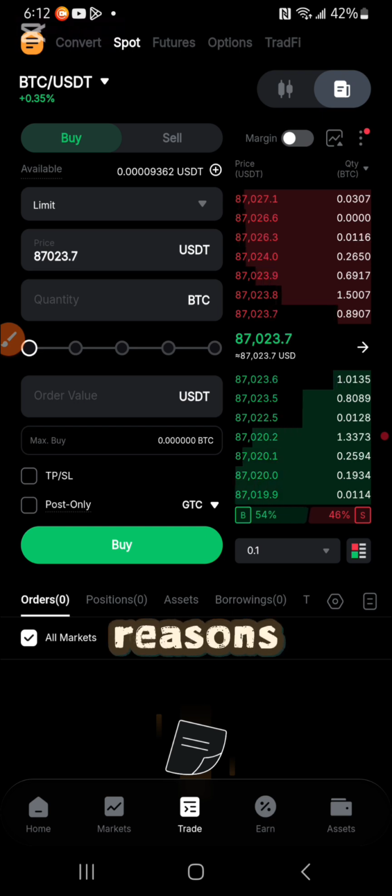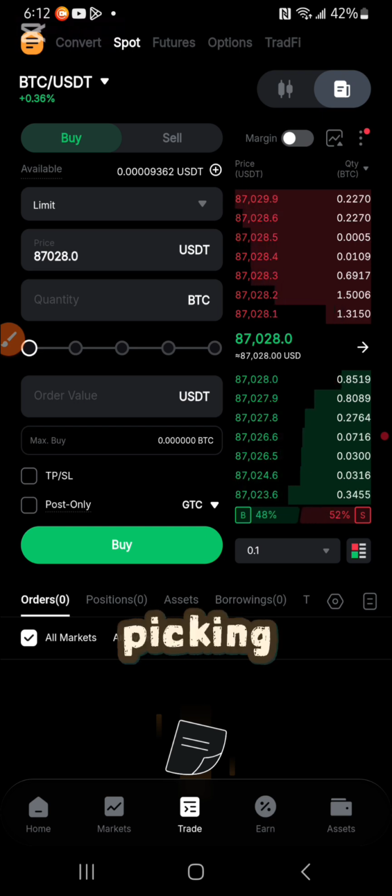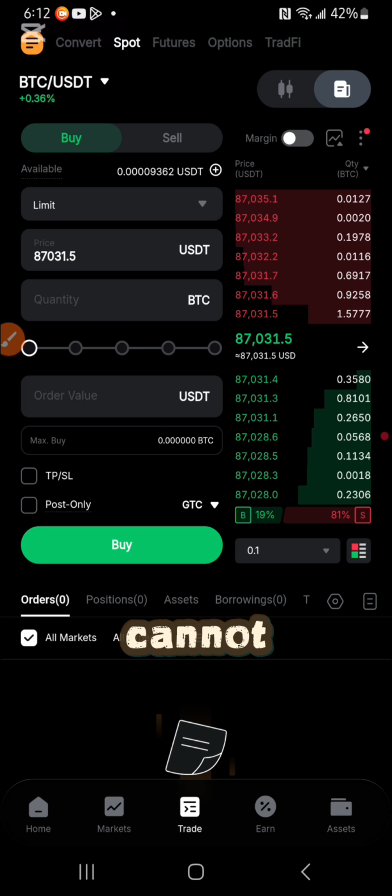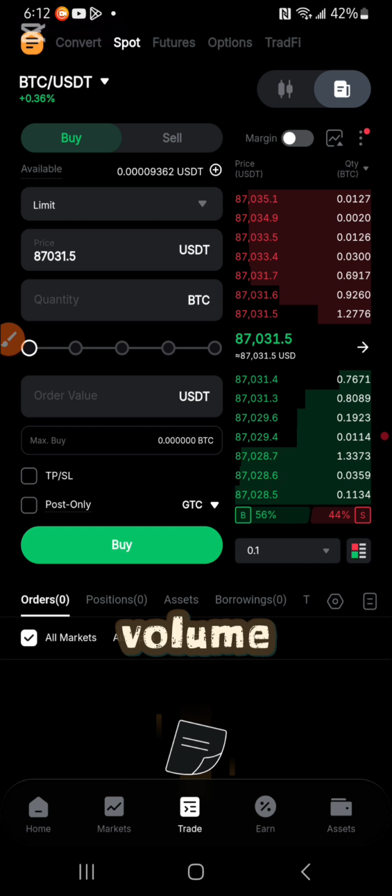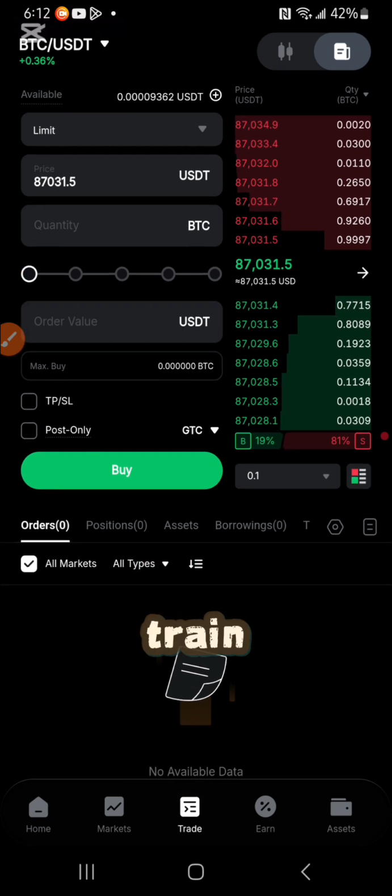And there are reasons for picking a crypto, because you cannot just pick any random crypto out there. You have to pick the one that has good volume with a clear trend.